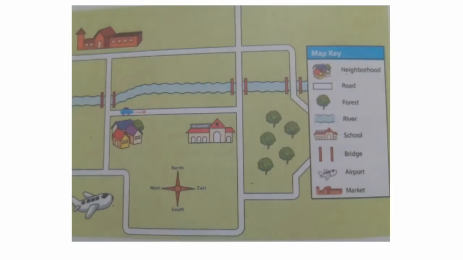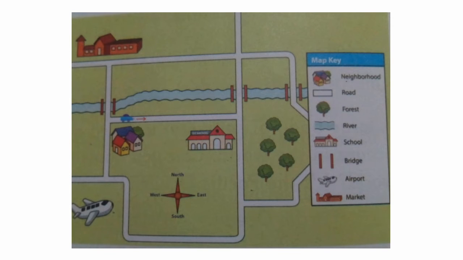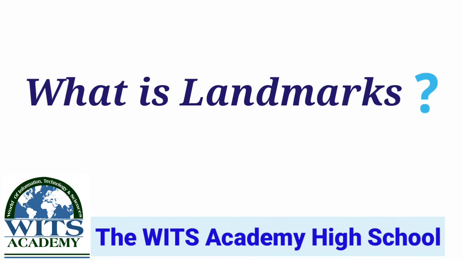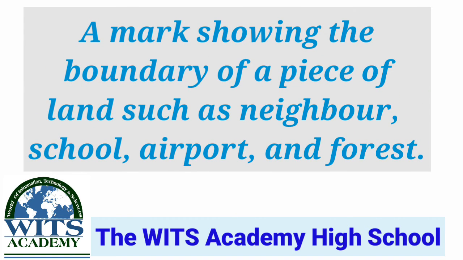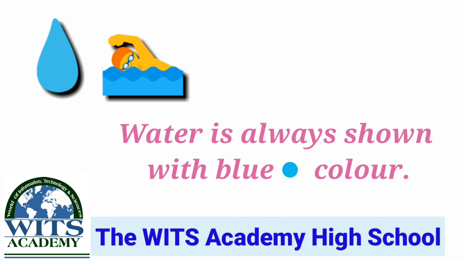Now look at the map. We can see different landmarks on a map. But here one question arises: what are landmarks? A landmark is a mark showing the boundary of a piece of land, such as a neighborhood, school, airport and forest. All these places are shown by using symbols. Water is always shown with blue color.